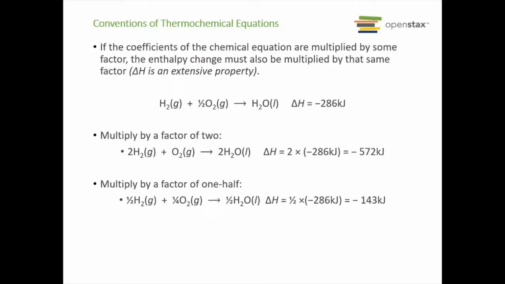If you multiply the coefficients of your chemical equation by a factor, you have to do the same thing to delta H. It's an extensive property, so it depends on the amount. So if I took this chemical equation and multiplied everything by 2, delta H has to get multiplied by 2 as well. If I multiply everything by 1/2, it has to get multiplied by 1/2. Okay?